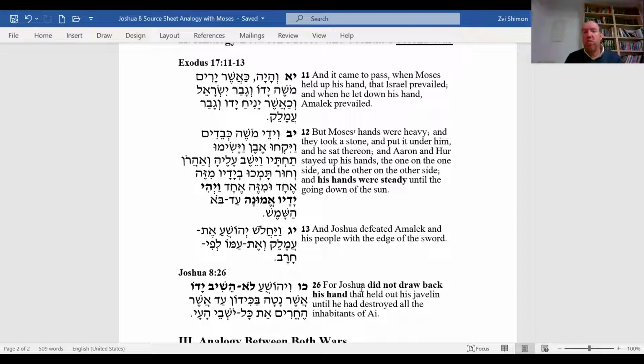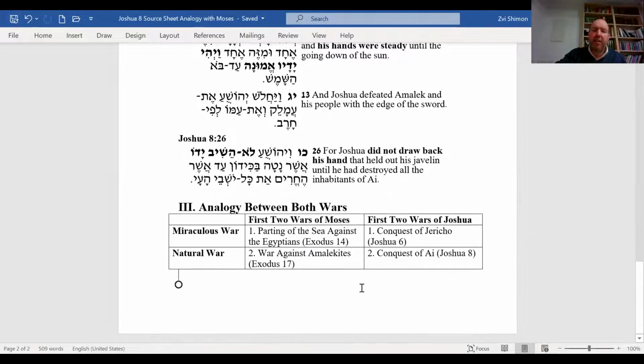And both wars were fought by the sword, natural war, no outstanding miracle that takes place, but the soldiers fighting, and are encouraged when they see either Moses' hands up towards God or Joshua's outstretched hand with his sword. So if we summarize, we can see an analogy between both wars of these two first leaders of the Israelite people. With regard to Moses, the parting of the sea, and then the war against the Amalekites, and with regard to Joshua, the conquest of Jericho, followed by the conquest of Ai.